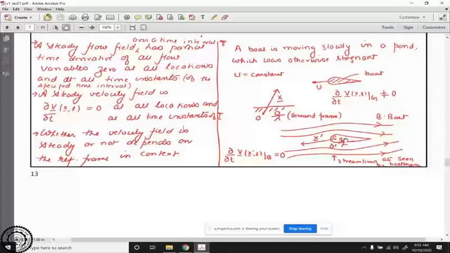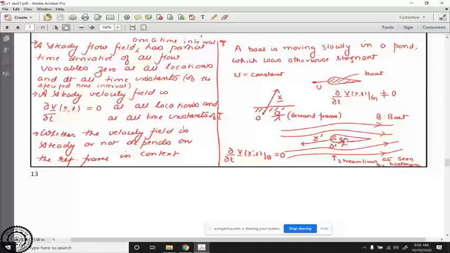I'm assuming the pond is very huge. I mean, you have not hit the boundary from going from 5 to 10 seconds. That is an implicit assumption. So if the pond is very, very large, after 5 seconds, you would see the same velocity that you reported earlier.